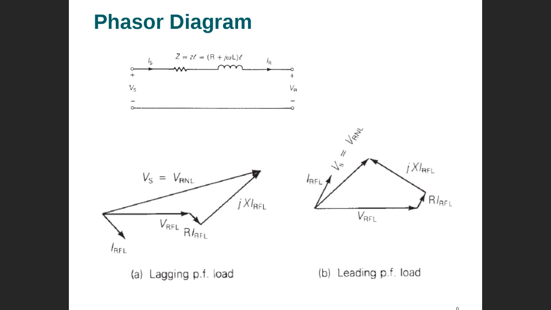So they bring it up to 0.9. 0.87 will work, but below that they need to pay a penalty. All right.